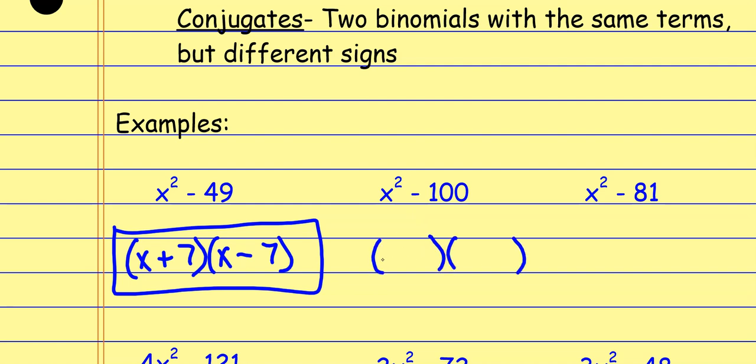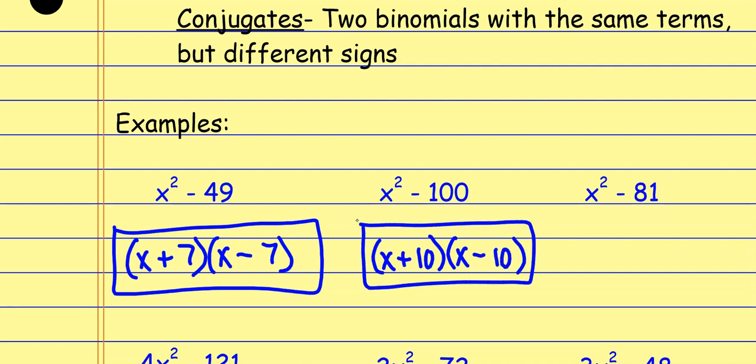Ready? Square root of x squared is an x. The square root of 100, what times itself gives me 100? It's a 10. One's a plus, one's a minus. That's how we factor a difference of squares. This is the shortcut, okay?